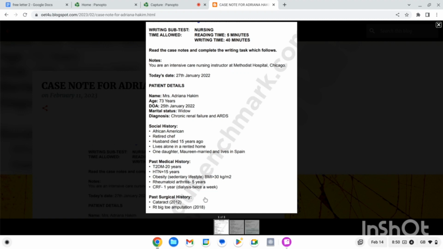Okay, past surgical history. So, cataract surgery was done in 2012, and right big toe amputation was done in 2018. Okay, so family history of diabetes mellitus, hypertension, rheumatoid arthritis. Okay, and current regular medications are methotrexate 2.5 milligram daily, Humulin R sliding scale, yeah, because she is DM. Okay, atenolol 25 milligram at night time, atorvastatin 10 milligram at night time. Current medications, that is the medications that you are giving now in the hospital.